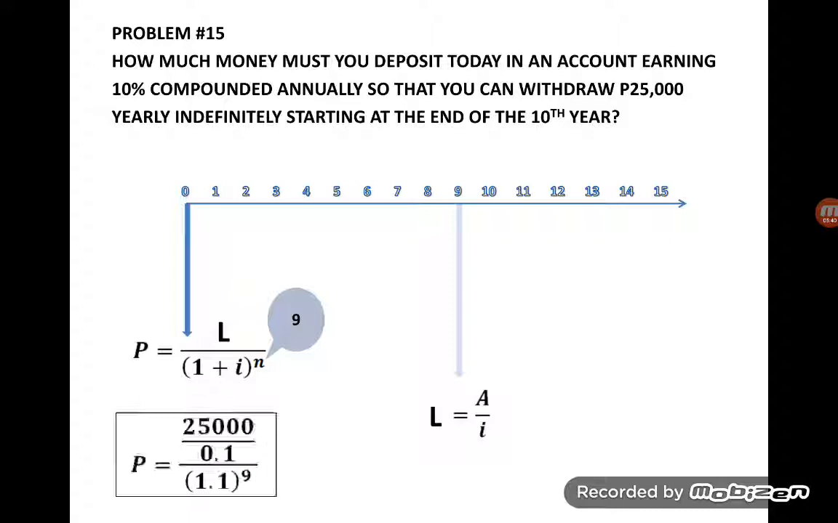So substituting the value of your L, which is A over I, and then dividing it by 1 plus I raised to 9, then you can calculate the equivalent present worth of all of that annuity. So that is the amount that you must deposit today in a bank to withdraw 25,000 at the end of every year, starting at the end of the 10th year.